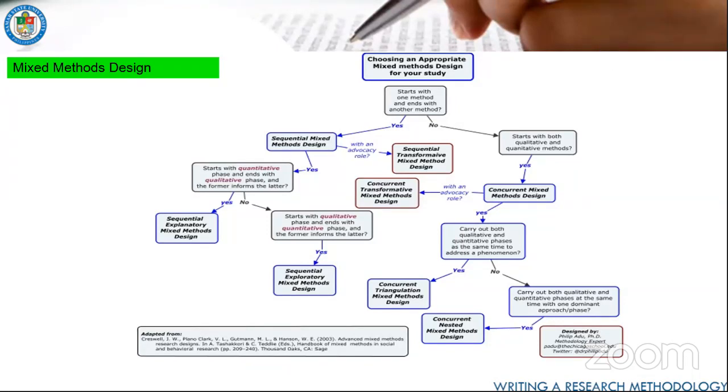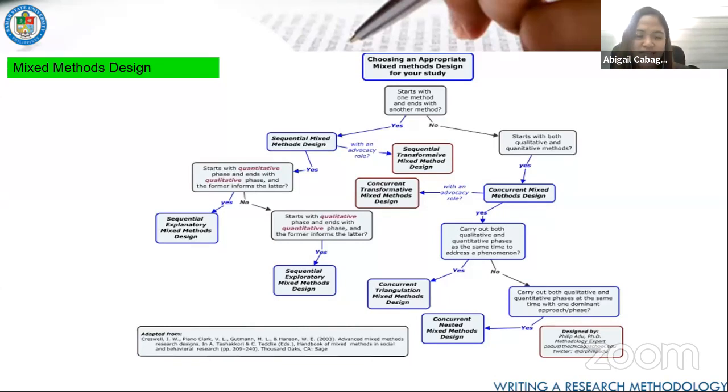Okay. We have here, ma'am, a response from Sir Emerson DeBar. He makes use now of sequential exploratory mixed method. Yes, from qualitative, and then the result of your qualitative phase is used in. Is that developmental, sir? Developmental of something? Okay. Any more answers? How about the others, po? So we have sequential exploratory mixed methods design.